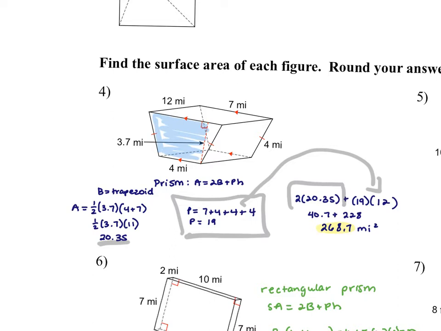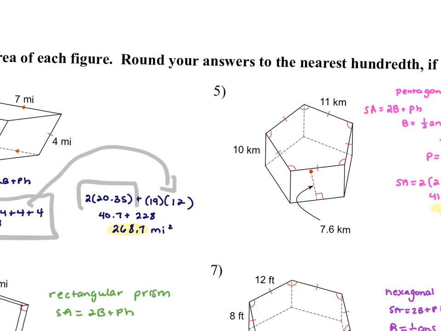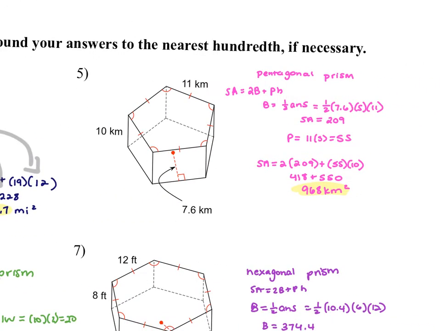Everybody good on number 4? All right, here's number 5. This is a pentagonal prism, and it's sort of sitting on its base. So here's the pentagon. So remember, this is the one where we have to do the formula 1/2 ANS. So they gave us the apothem. We know a pentagon has 5 sides, and the side length was 11. So once we found the area of the base, which was a pentagon, it was 209.